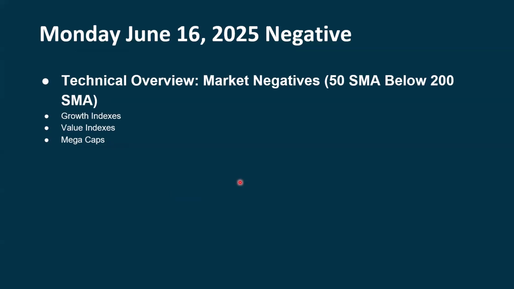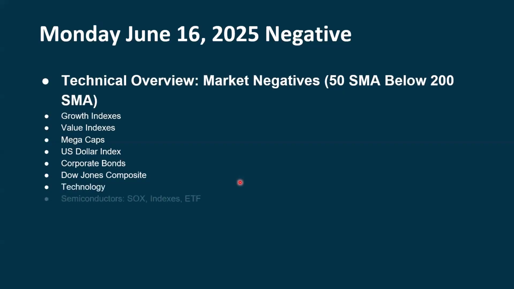The mega caps are improving, and the dollar is not improving. It's been really having a difficult time. Corporate bonds are in a downtrend. The Dow Jones Composite Average, which is the Dow, the transports, and the utilities. Tech sector improving, but still in a downtrend. Semiconductors improving, but still in a downtrend. And then all the different main indexes that we follow, the Dow, the NASDAQ 100, NASDAQ, mid caps, small caps, the S&P itself, all of these are still in downtrends as measured by moving averages.